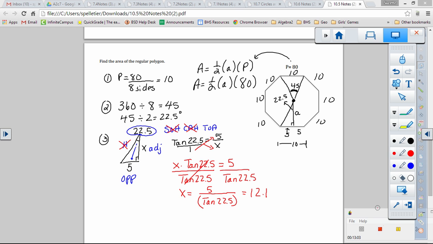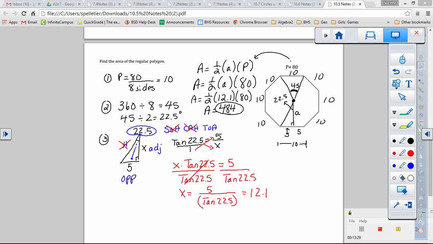So there's my apothem. So now I can do A equals 1/2. Plug in my apothem, 12.1, times my perimeter, 80, that was given. Multiply it all out, and I get 484. Okay, they did not give me a unit measure in this problem, so I just call it 484. Okay, so that is the deal.